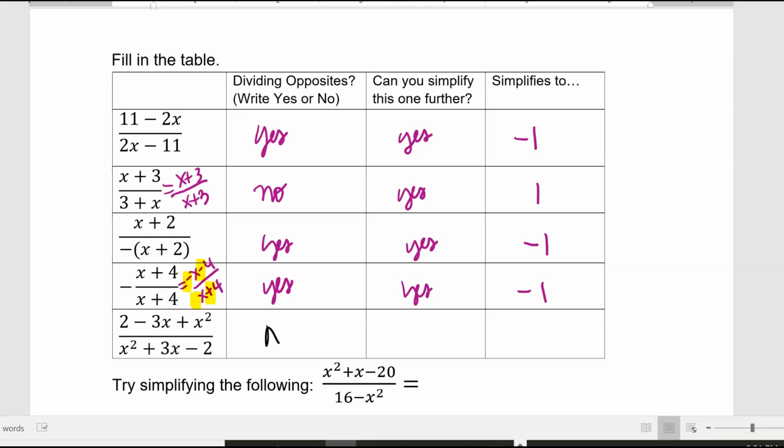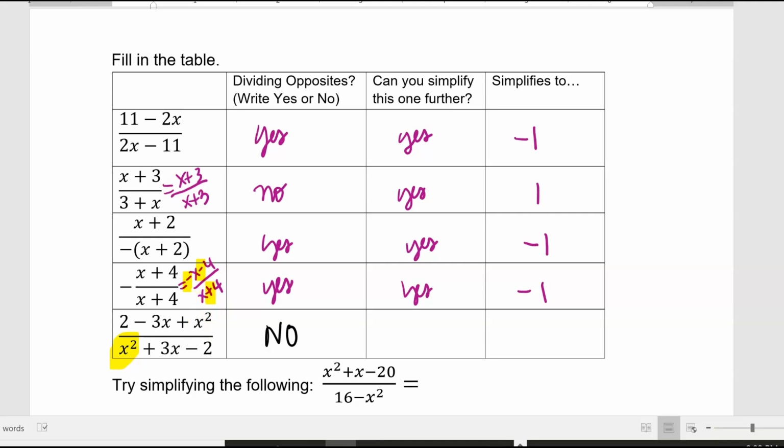Now, the last one, are we dividing opposites? No, we're not. And the reason is because, look, we have x squared and x squared. They are actually the same. So all of the signs have to be opposite of each other, top and bottom. When you look at the top, the sign at the bottom has to be totally opposite from that. So, no. Can you simplify it? And you can try to simplify it.